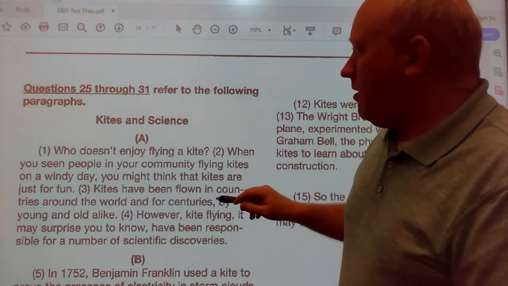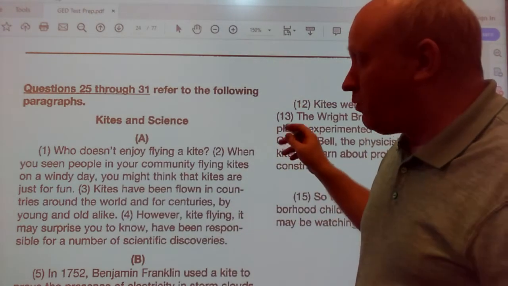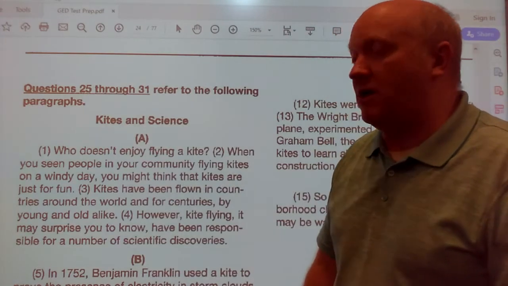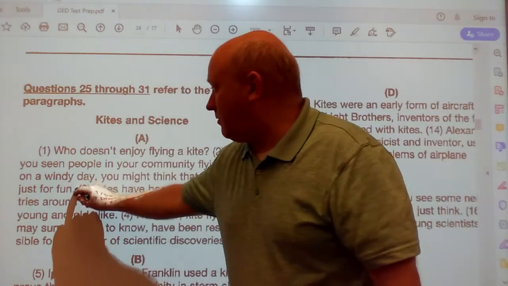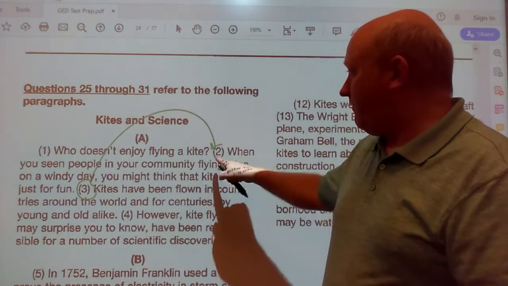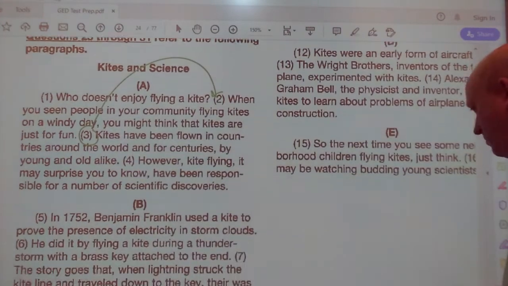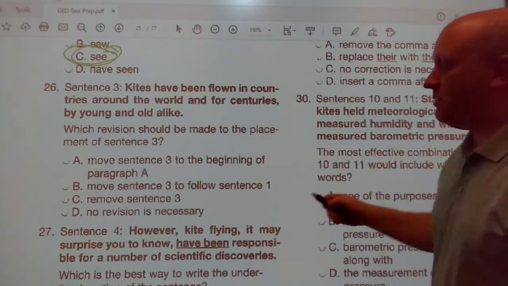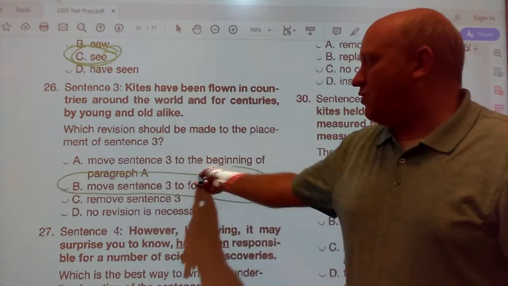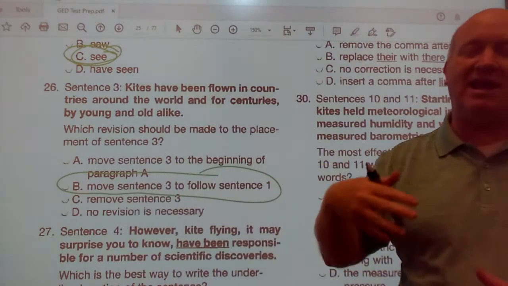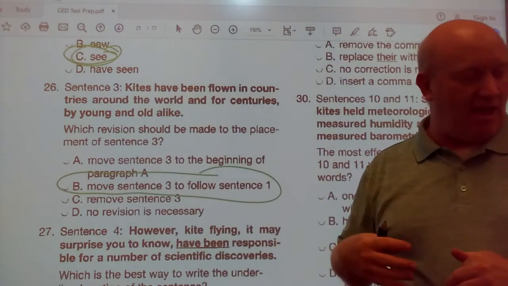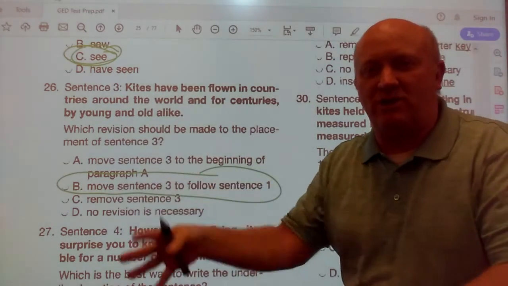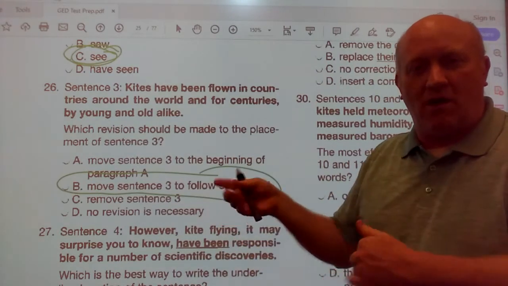Okay, so, or it says move sentence 3 to follow sentence 1. Let's see. Who doesn't enjoy flying a kite? Kites have been flown in countries around the world and for centuries by young and old alike. There it is. We need to move sentence 3 to follow after sentence 1 before sentence 2. So your answer should be B. Move sentence 3 to follow sentence 1 because it gives you a clear picture of what the article is about. And also, sentence 3 catches the reader's attention with background information of what the article is about.